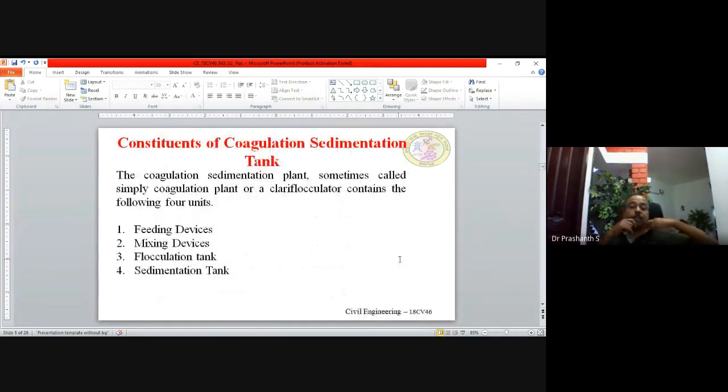Let us study, I've been telling you, the coagulation sedimentation tank in the slides. What exactly is the coagulation sedimentation tank? It's this sedimentation tank only. We have some additional devices with this. So the coagulation sedimentation plant, sometimes called simply coagulation plant, or a clariflocculator, contains the following four units: feeding devices, mixing devices, flocculation tank, and sedimentation tank.